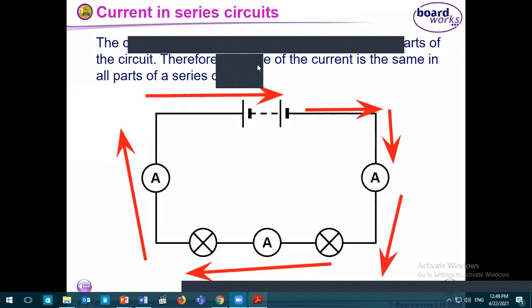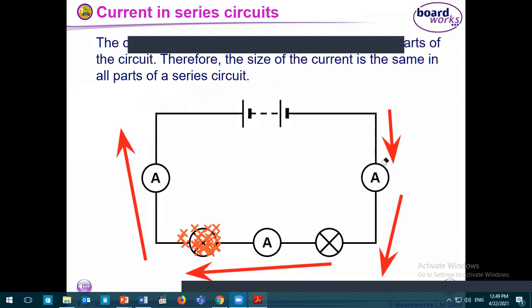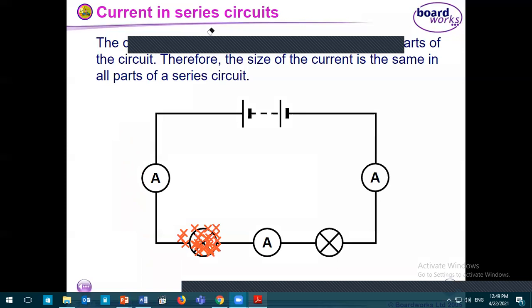But if I have anything that's broken, for example, this bulb just broke down, in this case I need to take all the wires off. So when electricity tries to move through it, it's moving, moving, moving, and here it will be blocked by the gap. It can't move.